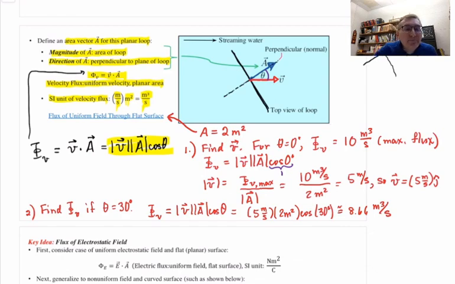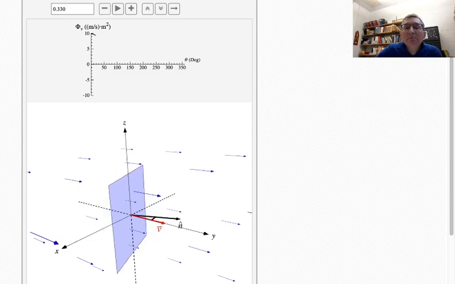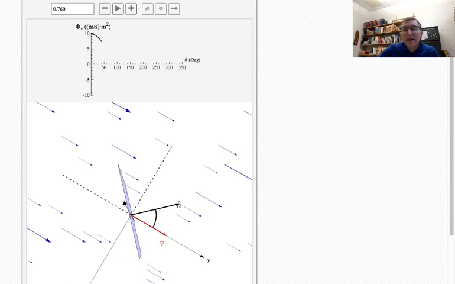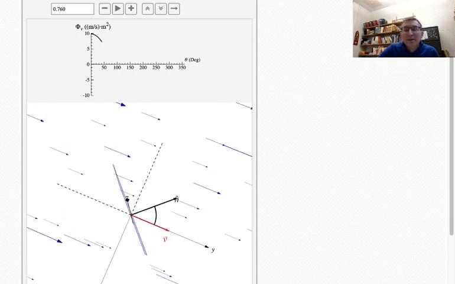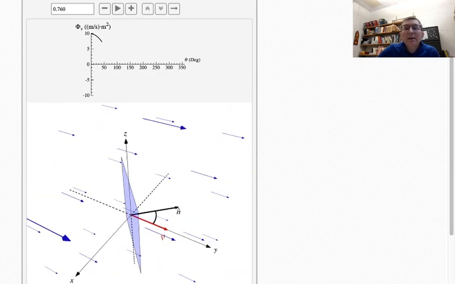Let's see if we can show that. So let's just try to approximate 30 degrees. Something roughly about like that. Okay? I can even rotate this thing so you can see it more from the top. See the angle between the n hat and the v? It's roughly 30 degrees. And yes, there's water flowing through that area. It's just not the maximum amount. And it looks like on the y-axis that the value is indeed somewhere around the 8-ish value. And of course, what we calculated is 8.66.